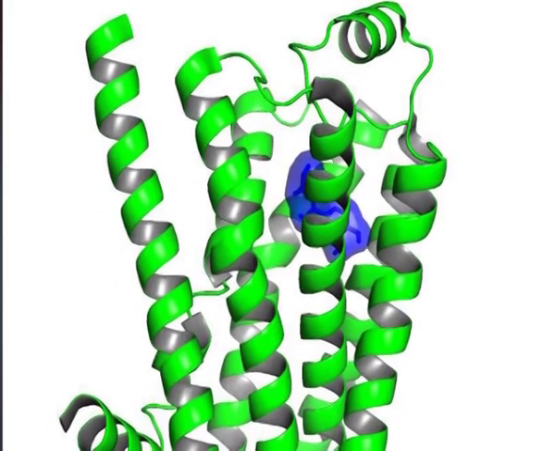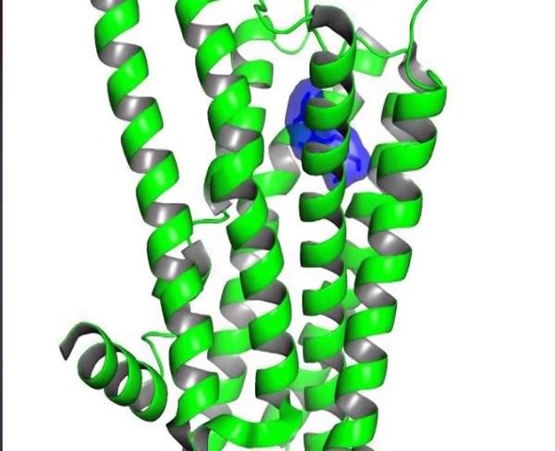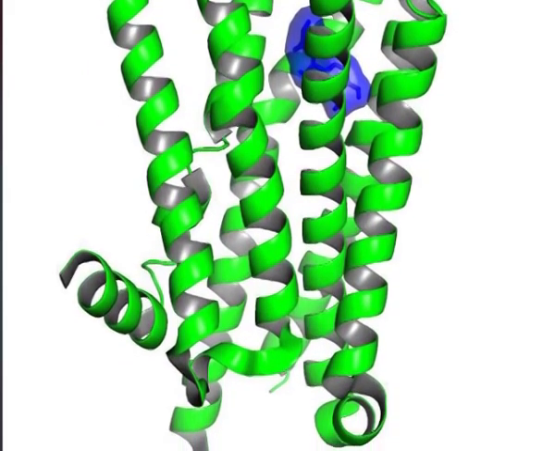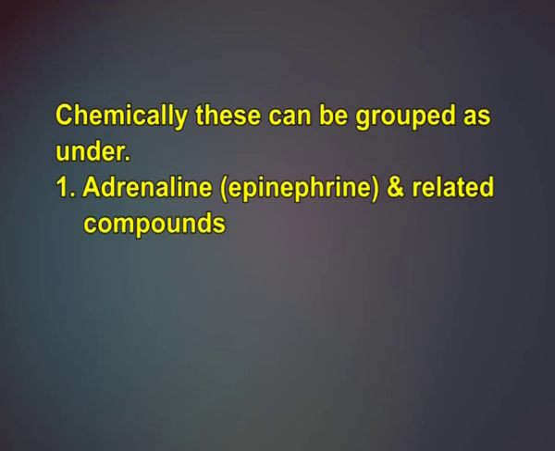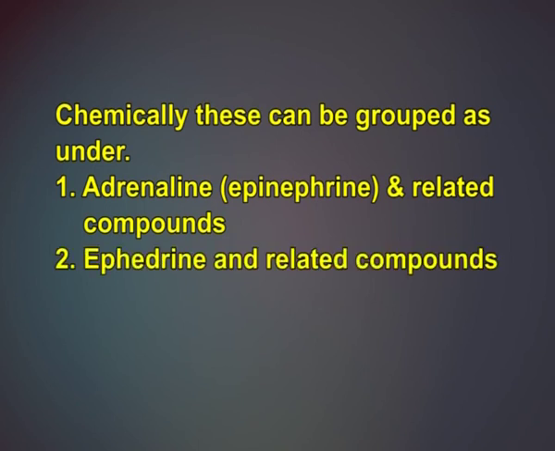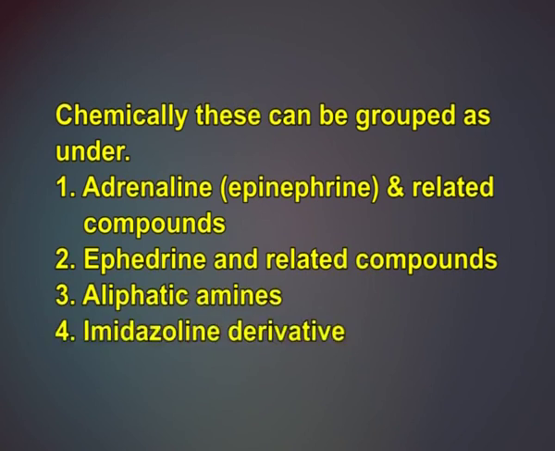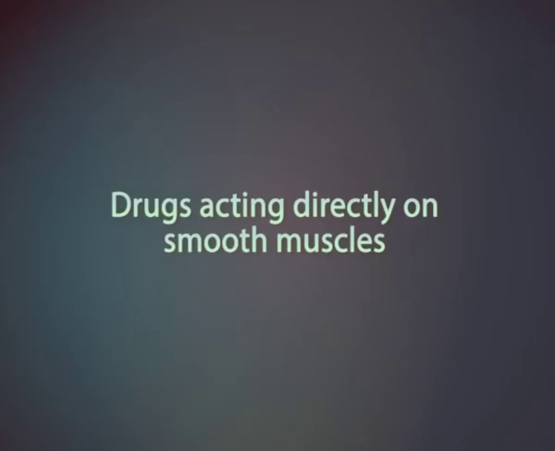Most of these drugs, adrenergic stimulants, contain an intact or partially substituted amino group. Chemically, these can be grouped as under. First, adrenaline, epinephrine and related compounds. Second, ephedrine and related compounds. Third, aliphatic amines. Fourth, imidazoline derivatives. The first group consists of catecholamines and these drugs are non-catecholamines.